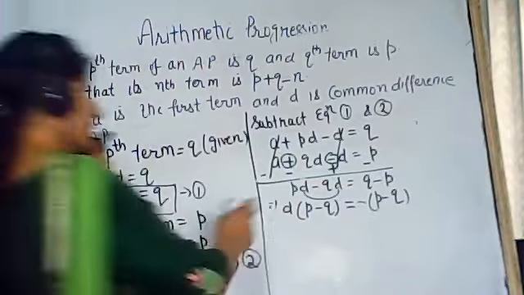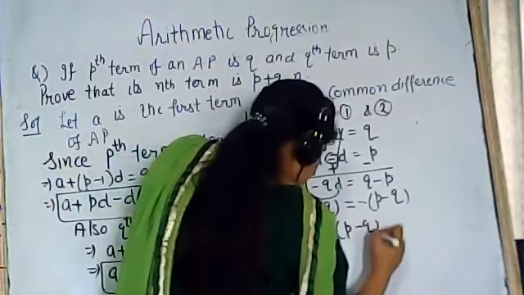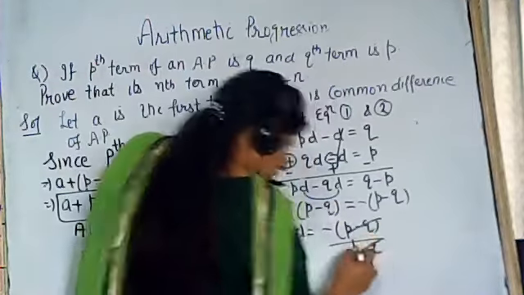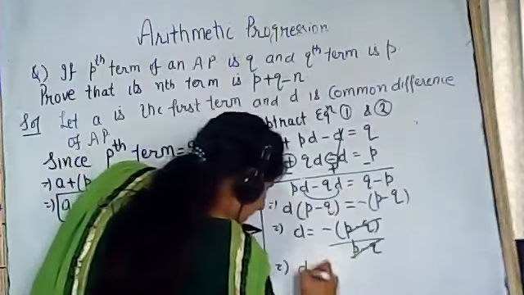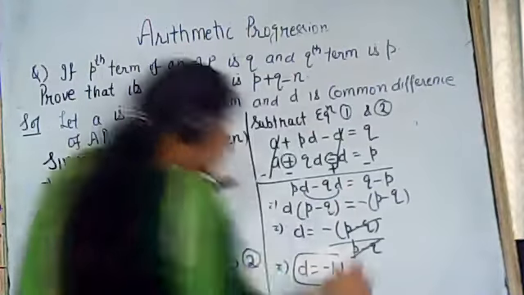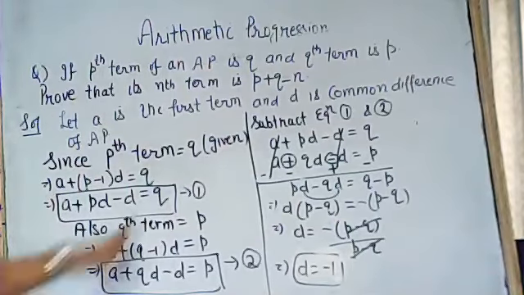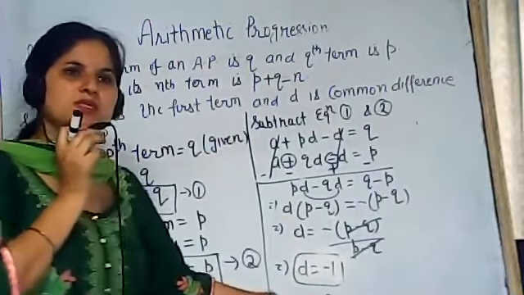to minus 1. So beta, in the next step, what is D? This is equals to minus of P minus Q divided by P minus Q. P minus Q, this will be cancelled out. So we are left with D is equals to minus 1. So after subtracting equation number 1 and 2, we will get the value of D, which is equals to minus 1.